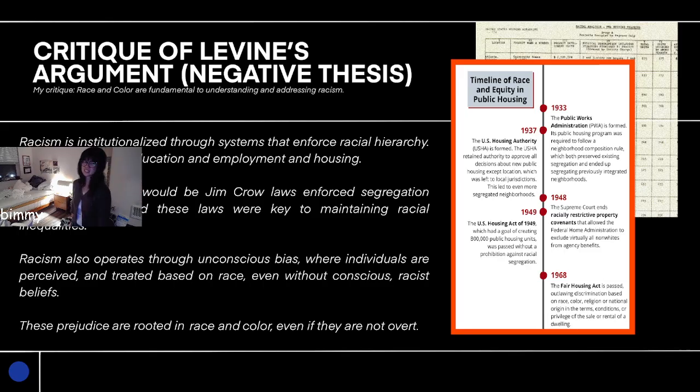An example of this would be Jim Crow laws, which enforced segregation based on race. These laws were key to maintaining racial inequalities. I go a little bit more into detail in my paper, but don't worry about it.